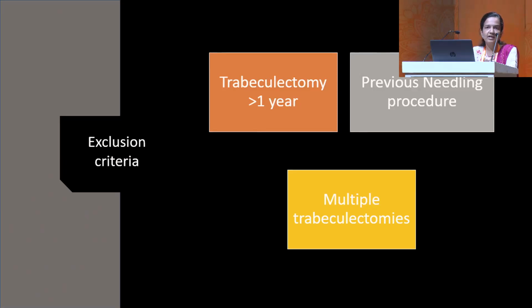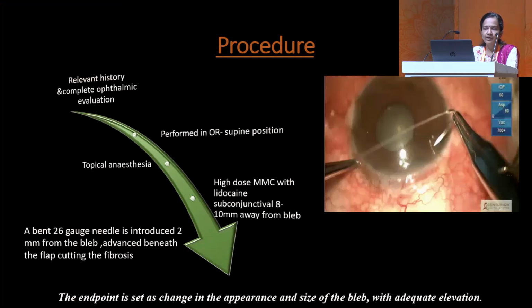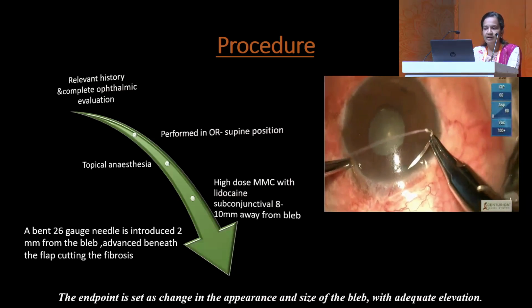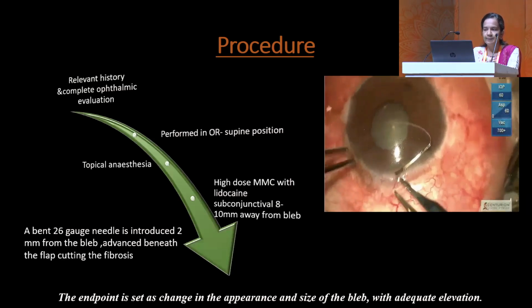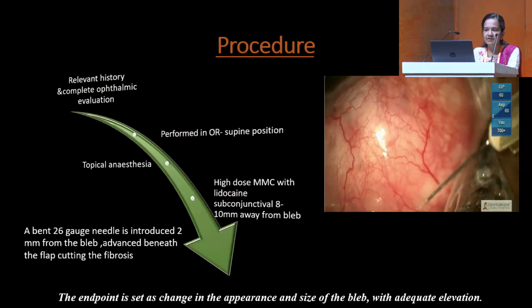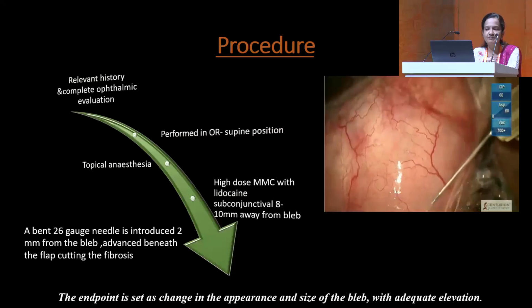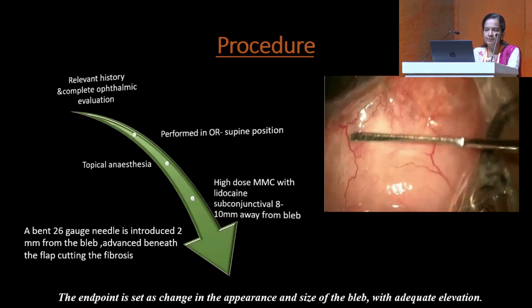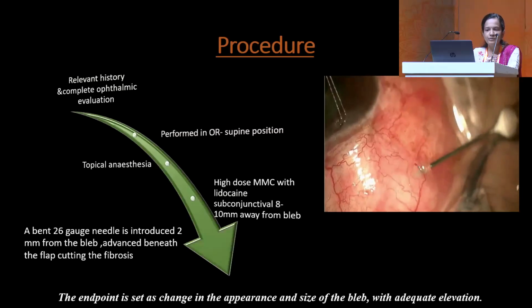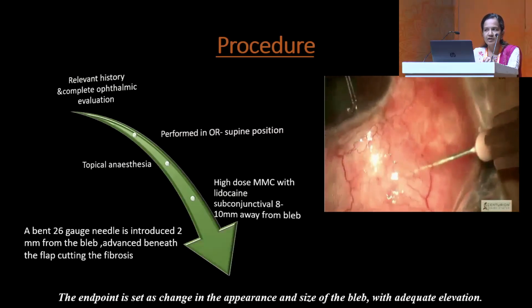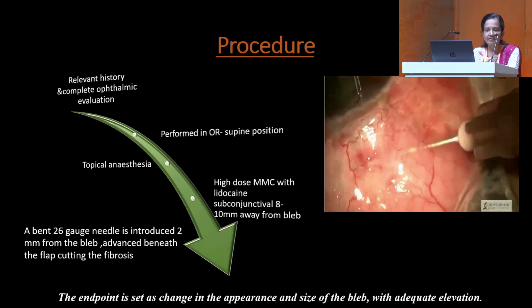We excluded any previous surgery, multiple trabeculectomies, and surgery performed more than 1 year. So we performed the procedure in an OR under topical anesthesia. The high dose mitomycin C with lidocaine is injected subconjunctivally 8 to 10 millimeter far away from the bleb area. Then the drug is swiped posteriorly, and then a bent 26 gauge needle is introduced 2 millimeter away from the bleb and advanced beneath, cutting the flap and the fibrosis.